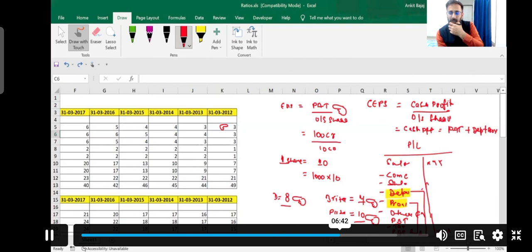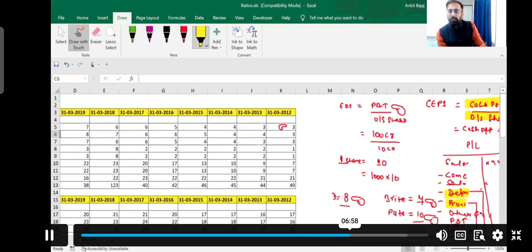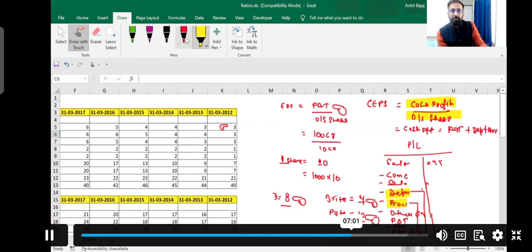And what will be the formula to calculate CEPS? The CEPS formula is cash profit divided by outstanding shares. Now we know how to calculate CPS. When calculating EPS and CPS, which value is going to be larger? Definitely the CPS value is going to be larger compared to EPS. Why? Because here we are adding depreciation and provision, so definitely my numerator value will be higher.